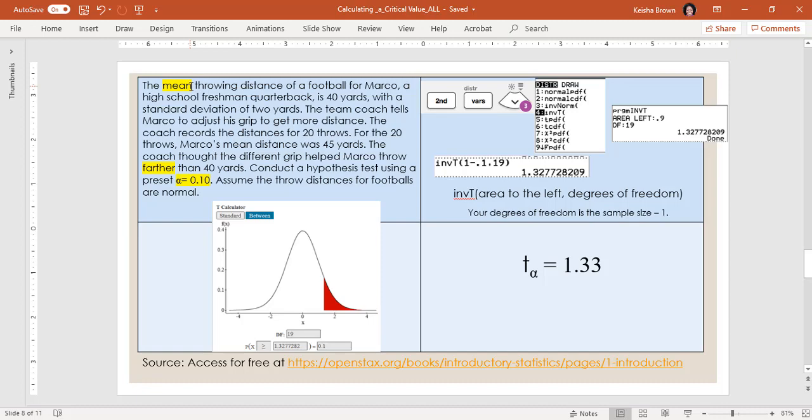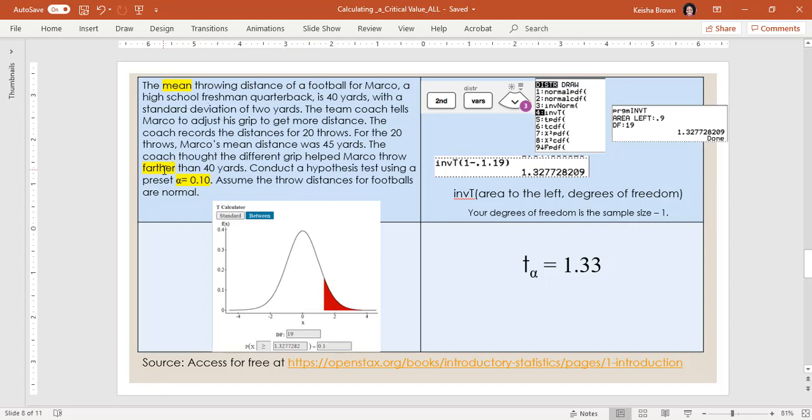And what we find is that we want to know the coach thought the different grip helped Marco throw farther than 40 yards. So no matter what technology you're using, it's always a good idea to draw a picture. So we have the shape of our distribution. We know our shape is approximately normal. That's going to be our assumption.